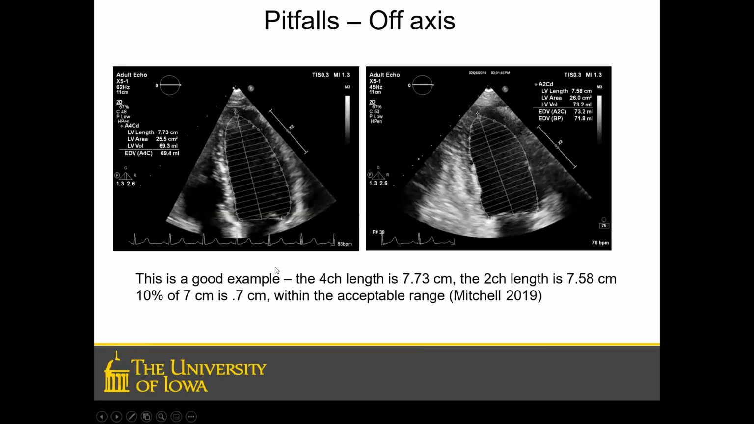Here is just to talk about the pitfalls of being off axis or in axis. In our 4-chamber, the length is 7.73. And in the 2-chamber, the length is 7.52. So we are within that acceptable range of 10%.